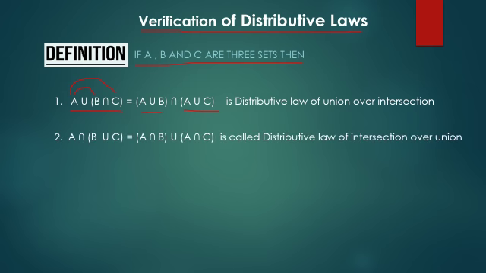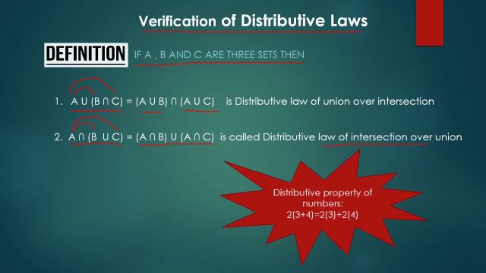The next one: A intersection (B union C) is equal to (A intersection B) union (A intersection C). As intersection is distributive, therefore its name is distributive law of intersection over union. These laws are just like the distributive property in numbers, as 2 into (3 plus 4) is equal to 2 into 3 plus 2 into 4. You are very much familiar with this.